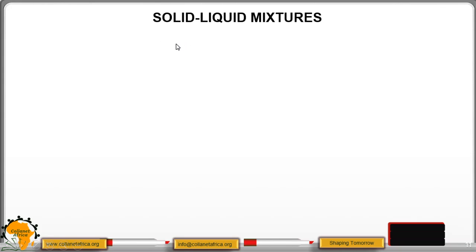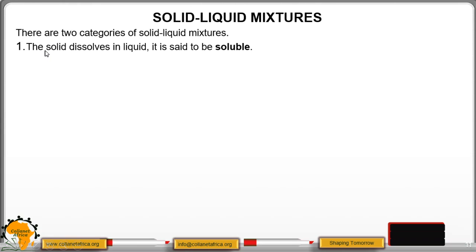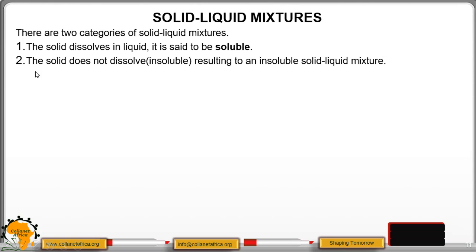We are going to look at solid-liquid mixtures. There are two categories of solid-liquid mixtures. One, we have the solids that dissolve in a liquid. They are said to be soluble, while there are solids that do not dissolve in a liquid. Therefore, they are referred to as insoluble solids. So we shall look at insoluble solid-liquid mixtures, then we are looking also at soluble solid-liquid mixtures.